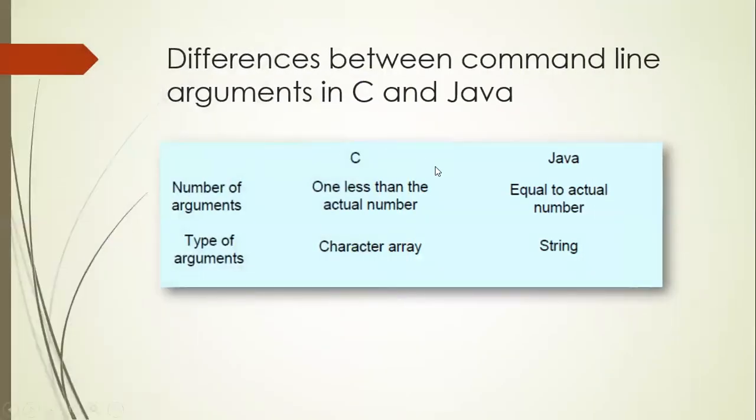And what are the differences between command line arguments in C and Java? The number of arguments is the first difference. In C language, the argument count is one more than the actual number of arguments passed, and in Java it is equal to the actual number. In how many you want to pass, those many you have to pass. The type of arguments: in C language, it is a character array. In Java, it is a string array.